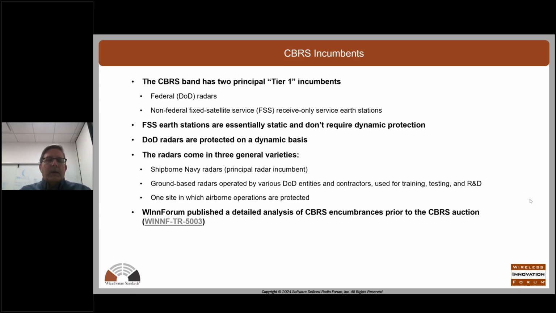So we're doing that. If you want all of the gory details of all of the different encumbrances in the CBRS band, there is this WInnForum technical report 5003, which we created just before the CBRS auction, that explains in god-awful detail all of the different systems that have to be protected from CBRS. All of the details are in there. If you have insomnia or whatever and you want to check it out, it's all there. Next slide, please, Lee.